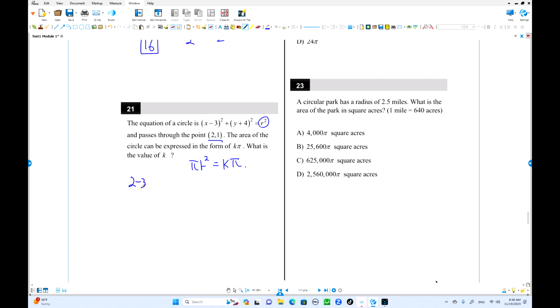X is 2. 2 minus 3 squared. Y is 1, 1 plus 4 squared. That is equal to r squared. This is 1, this is 25. That's right. 26 is r squared. Okay, r squared is 26. That is k, right? Okay. k equals 26.